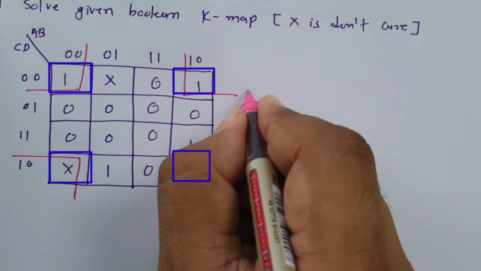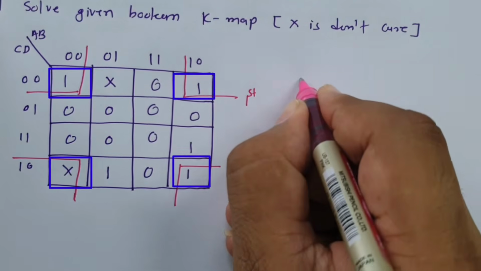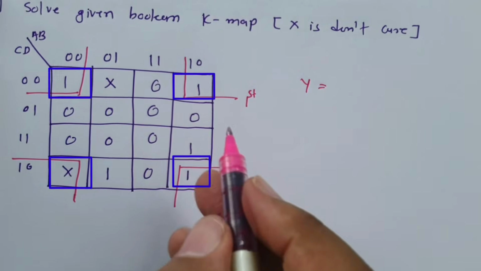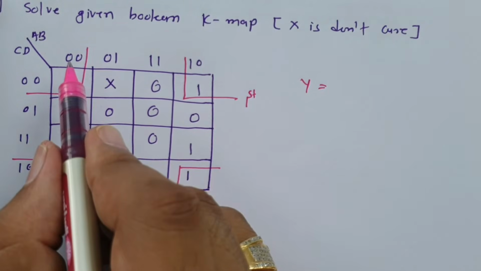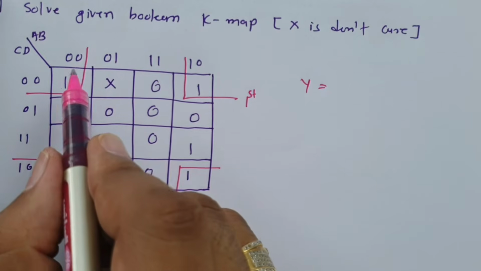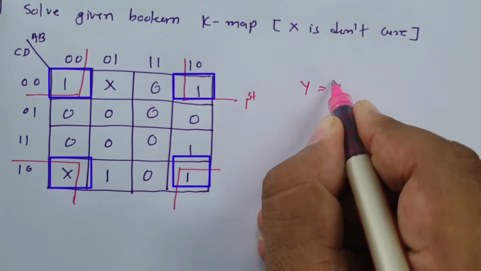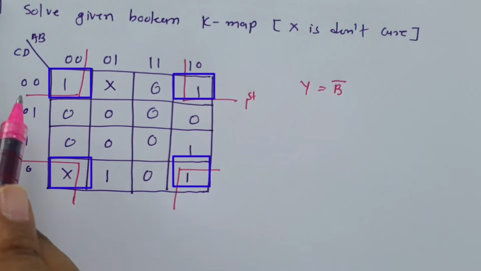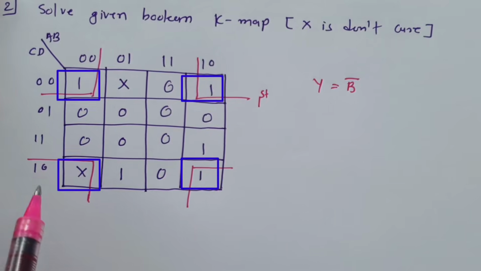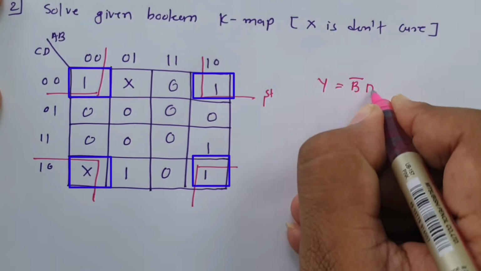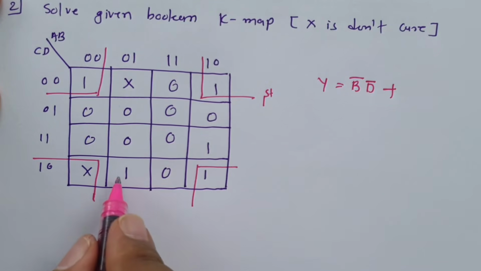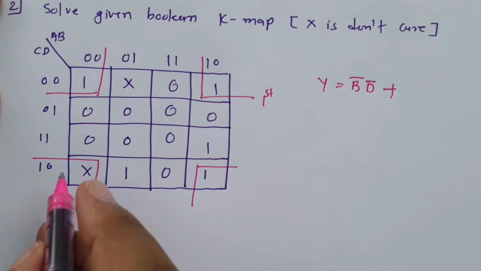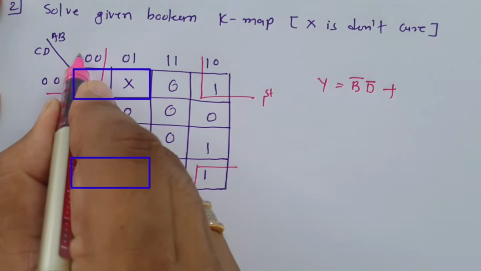Let me write it as the first group. If I say my function is Y, then as per this first group, see AB is 00 and 10. Here you can clearly observe A is changing from 0 to 1, but B is 0, so I can say it is B bar. Then horizontally CD is 00 and 10, meaning C is changing from 0 to 1, but D is 0, so that is D bar. Now I need to cover this one, and for that, the biggest size of group, as per the opposite, you can see I can have this.